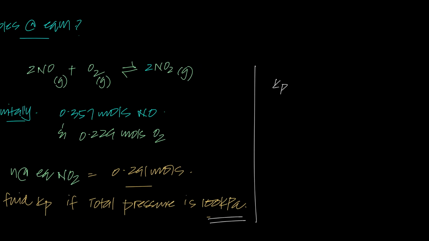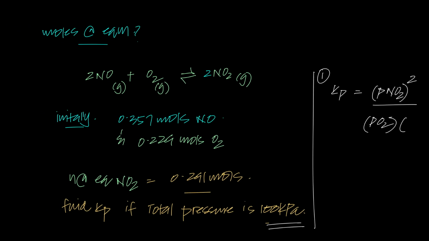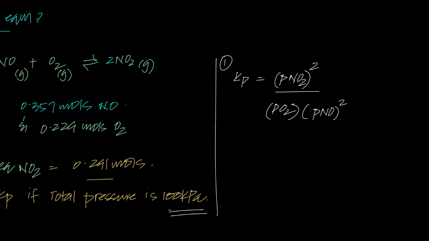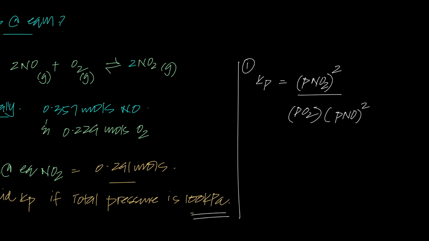And the first step should always be to write the expression for yourself. So Kp's expression should look like what? The partial pressure of NO2, squared, divided by the partial pressure of NO squared times the partial pressure of oxygen to the power of 1. Nobody cares about the brackets. Now, this is the first thing that I wrote for myself.